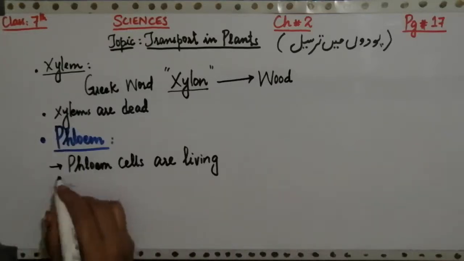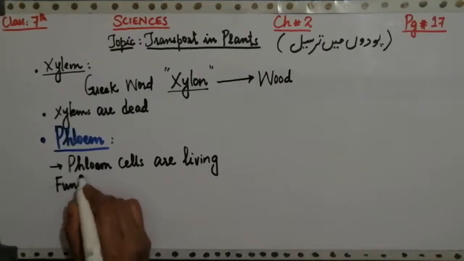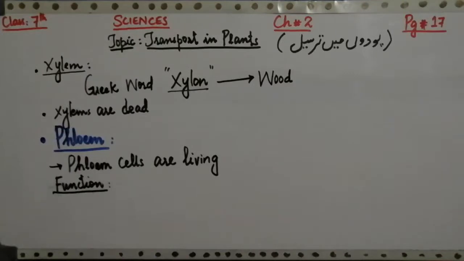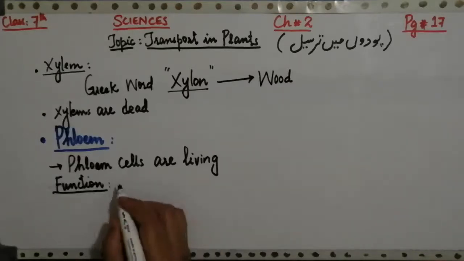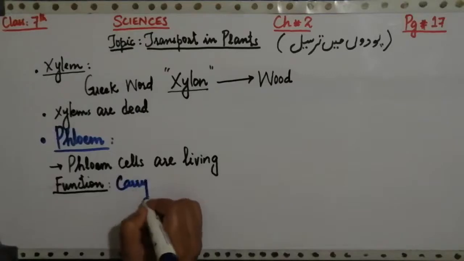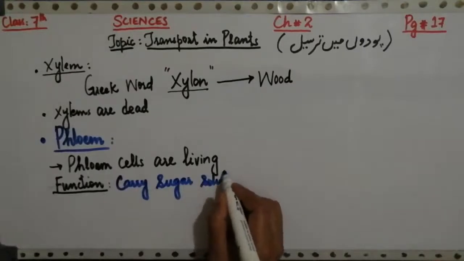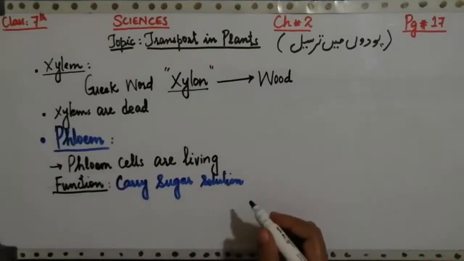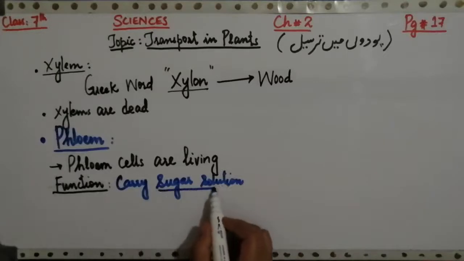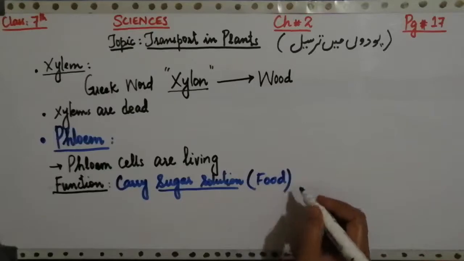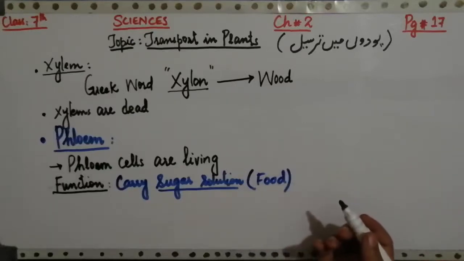Now I'm going to write here the function of phloem. Basically, phloem tubes carry the dissolved form of food, so they carry sugar solution, which is in the liquid form. And what is sugar solution? Sugar solution is basically the food prepared by the plant in its leaves during the process of photosynthesis.